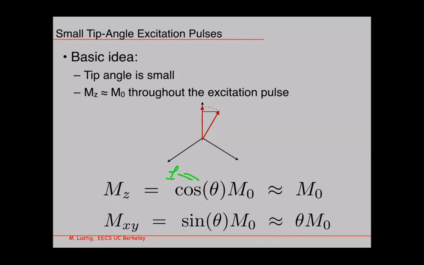Is that a valid assumption? Yeah, for small flip angle. But of course, for large flip angle, it's not going to be a valid assumption. And we're also going to assume that Mxy is sine theta times M0, but for small angles, sine theta is actually theta, so Mxy is theta times M0.